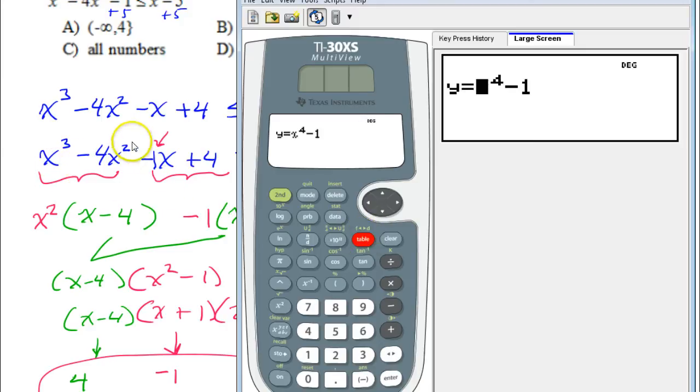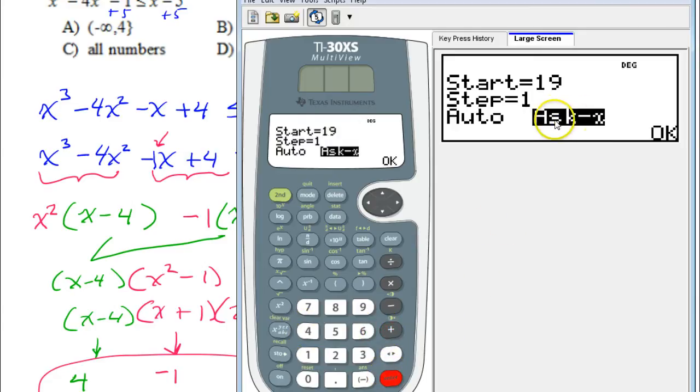I will go ahead and type this equation into my calculator, well, this function. Let's clear that out. I've got x to the 3rd power minus 4x squared minus x plus 4.